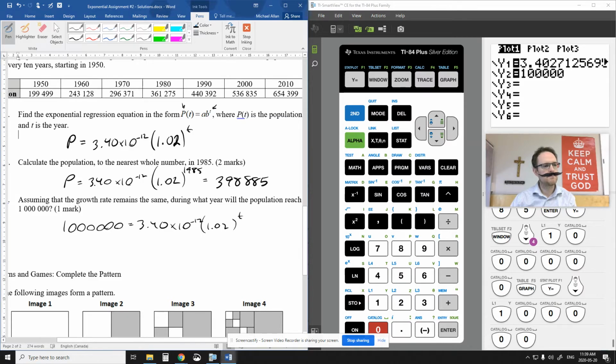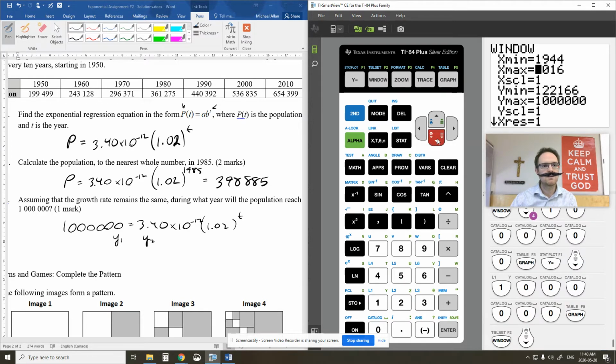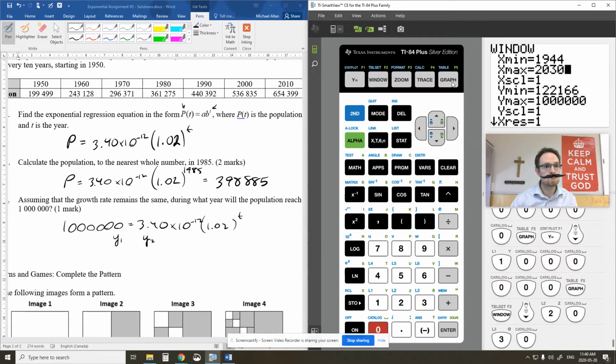So I'm going to put Y1 on this side, Y2 on this side, and find out where they intersect each other. I think I have enough zeros there. No, I need one more 0. Graph that again. So you notice I have the line there, but they don't intersect. So if I try to find the intersection point, it's not going to work. I'm going to have to change my window past 2016 here. I don't know, when do you think this will be? 2030? Let's double check.